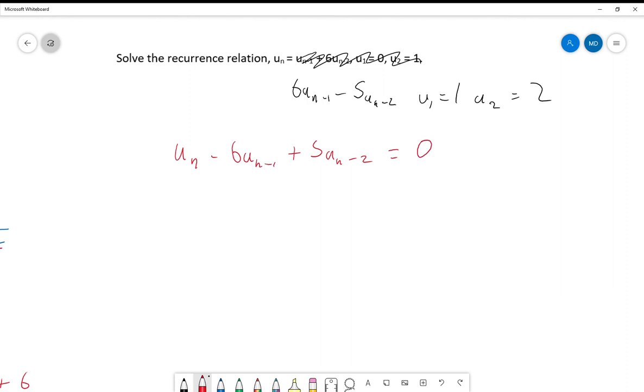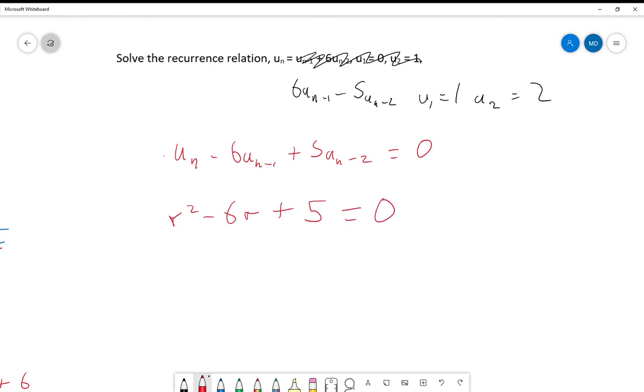And now we want to just jump straight to the auxiliary equation, which is, this is the r squared term. What's the coefficient? The coefficient is 1, so we're going to leave it as 1. This is the r term. Our coefficient is minus 6. And this here is our constant term, and the coefficient of the constant term is just 5.